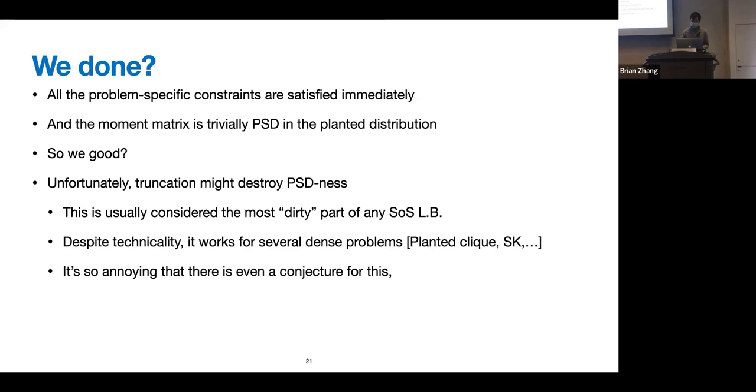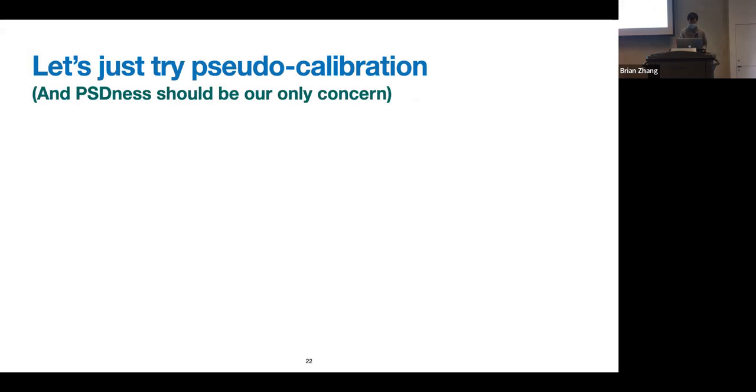And it's so technical that people even have a conjecture for this, which is called the pseudo calibration conjecture, meaning the quantity we look at, if it's well behaved, then we get sum of squares over. You can go home. Yeah. So it looks like we have a very clean thing now. We just try pseudo calibration and prove the matrix PSD.